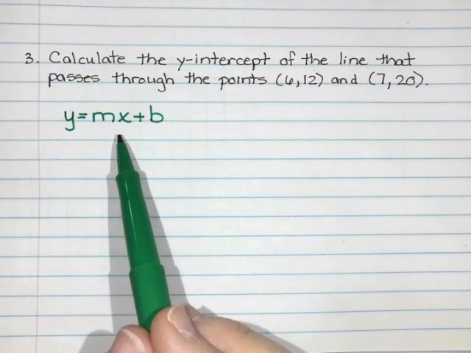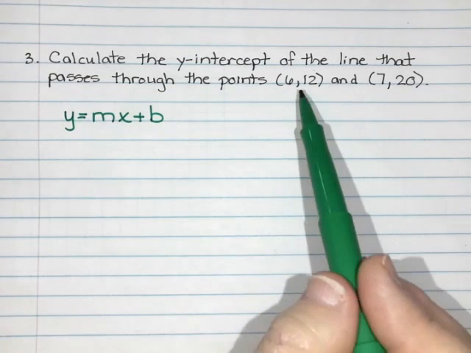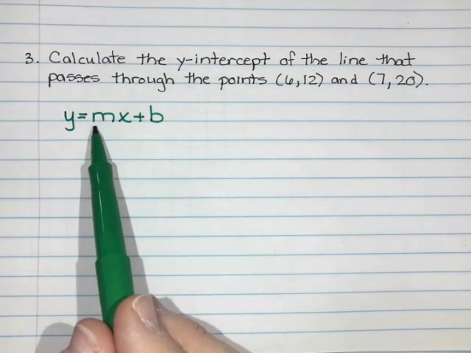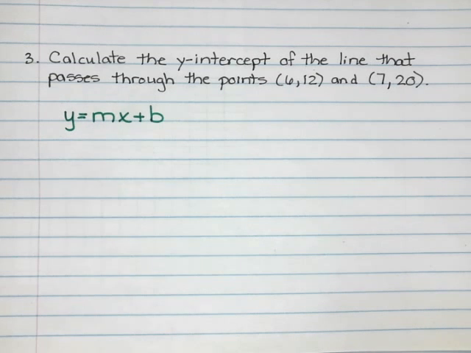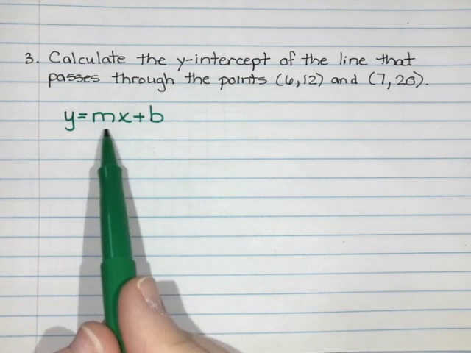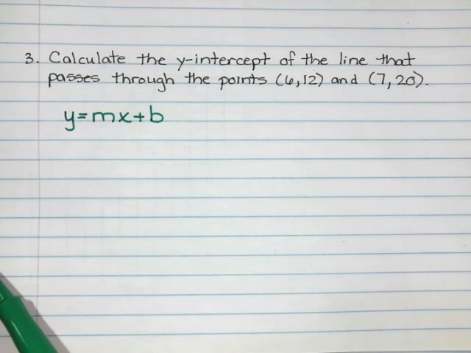So the problem is I have points, but I don't know the slope. And in all of the previous questions, I knew what the slope was. So the issue here is that we need to find the slope. And yesterday in our lesson, we learned how to calculate slopes.